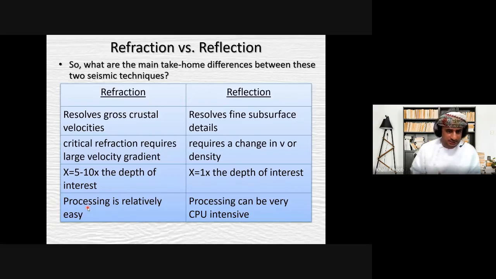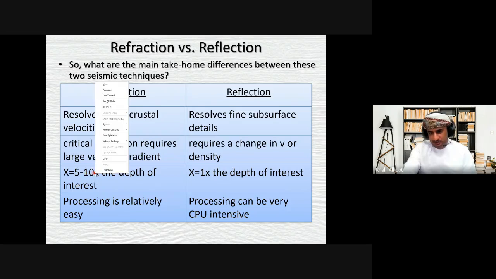Here, processing is easy. I'm interested, I like to do easy things. Whereas processing with the seismic reflection technique is quite cumbersome. It is not easy, it's difficult. So for the depth of interest, the spread length is supposed to be 5 to 10 times the depth. Why 5? You can make it 10. Oh, sorry.